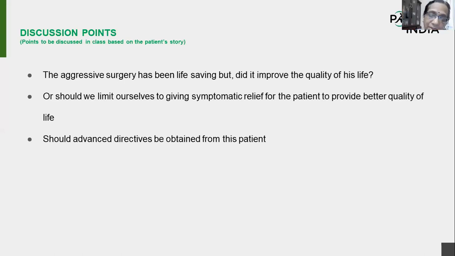That second radical surgery, that was actually something like a life-saving one, no? So at that point, can we blame them? The thing is, they have to save the patient somehow. Nobody will want to lose a patient on the table, no? So that is the scenario.